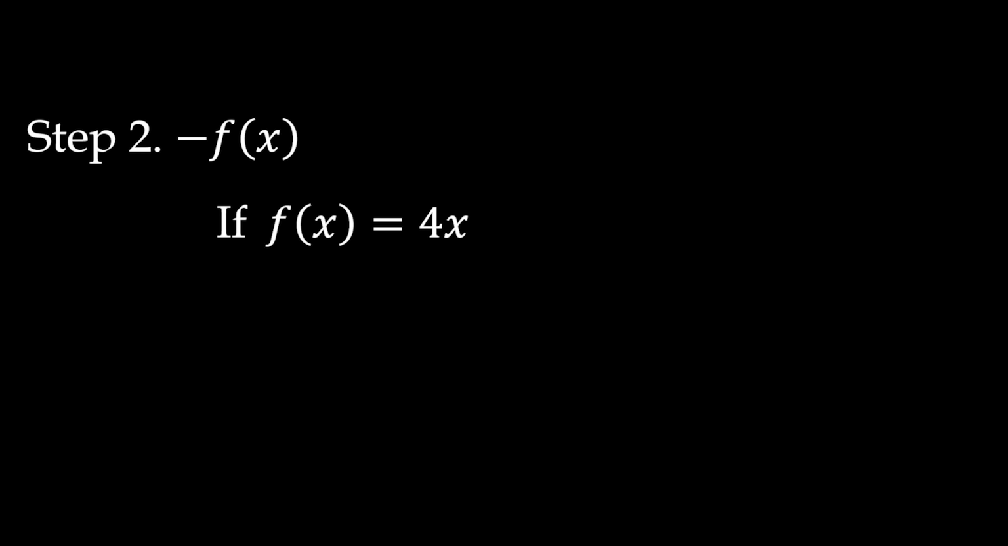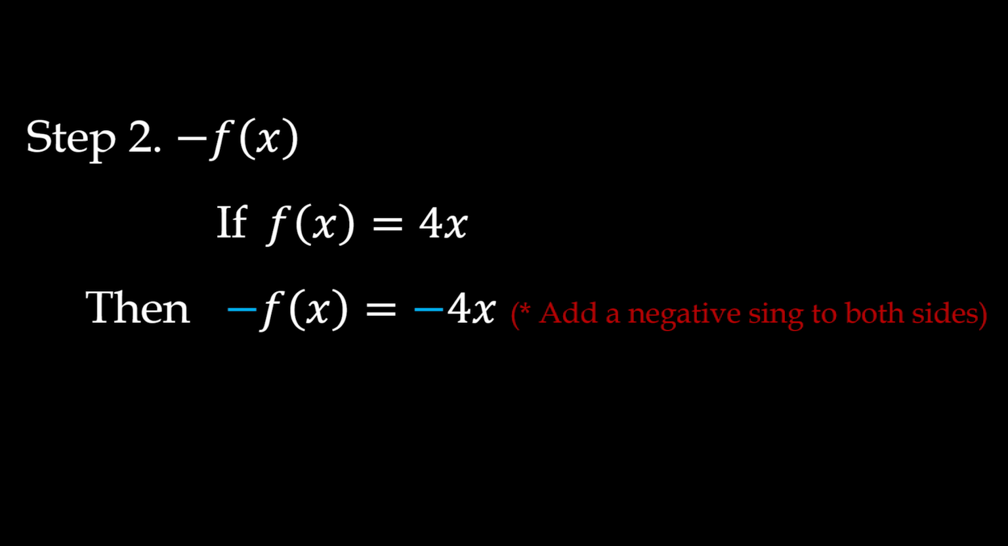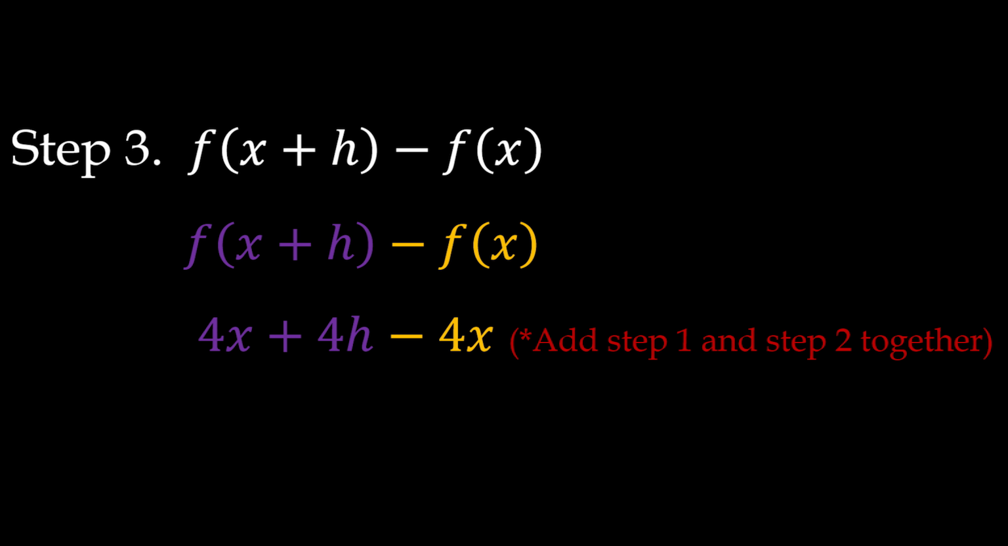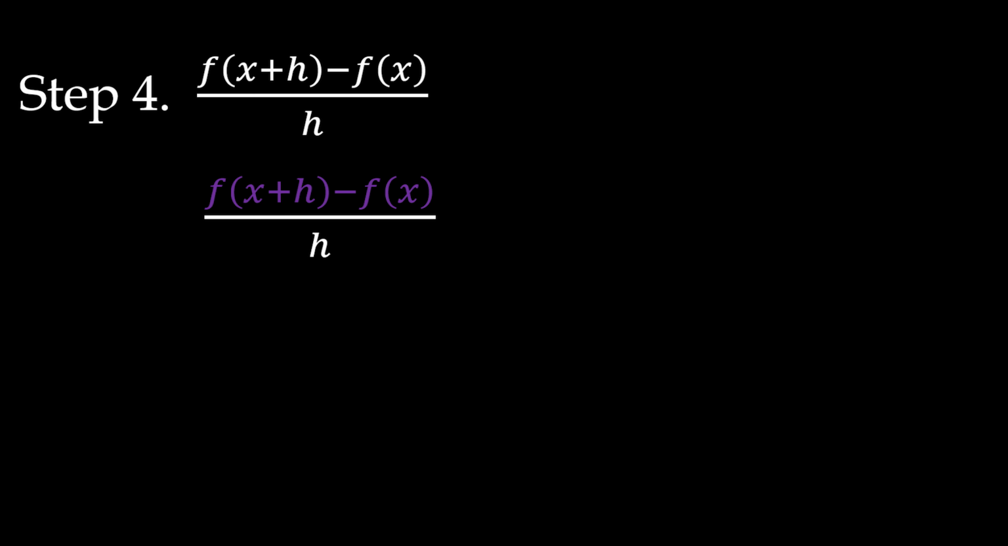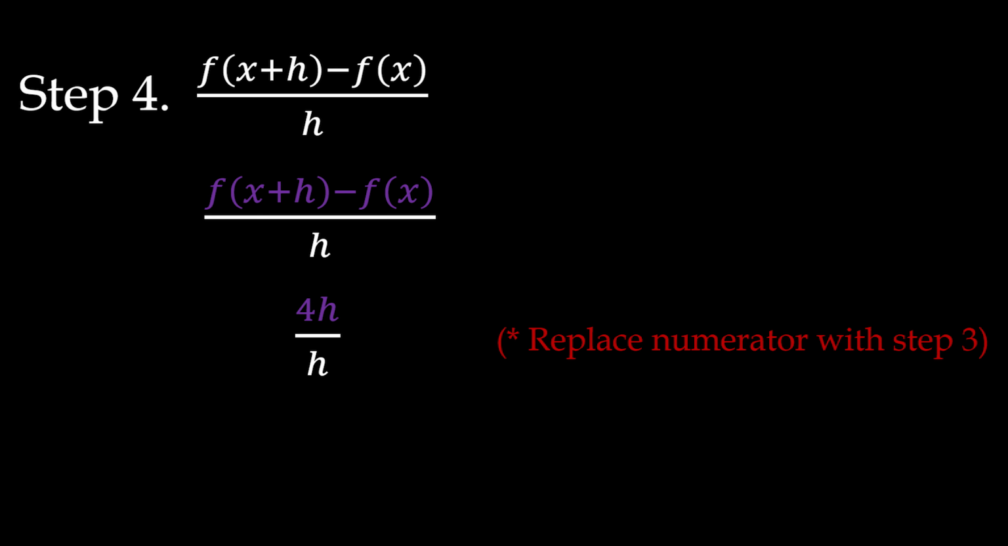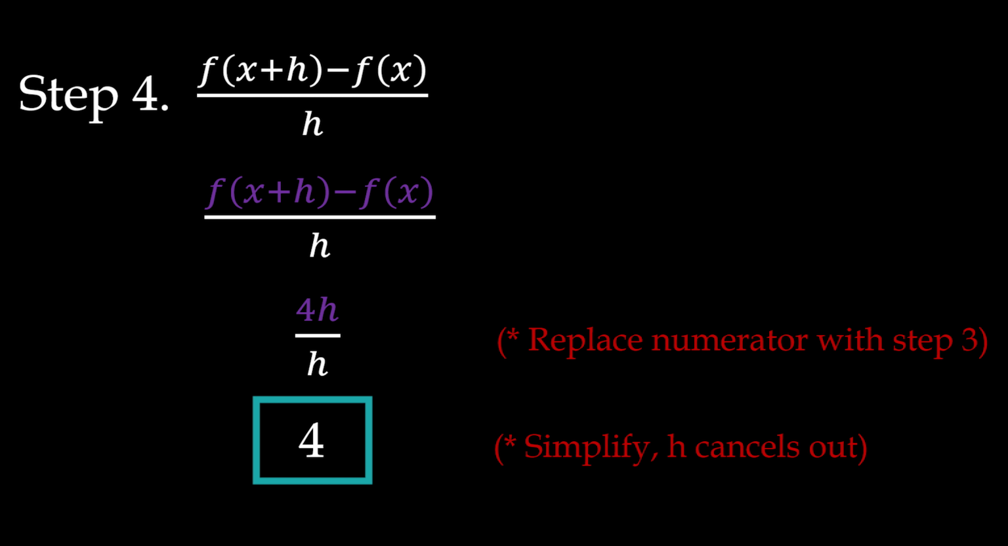If f of x equals 4x, then minus f of x would just be tagging a minus sign on the outside of my function. Minus f of x equals minus 4x. Step 3, all I have to do is put step 1 and step 2 together. At this point, things should cancel out. Here, 4x and minus 4x cancel out, leaving us with just 4h. In step 4, we take what we got in step 3 and just divide it by h. So 4h divided by h is just 4, leaving us with our answer.